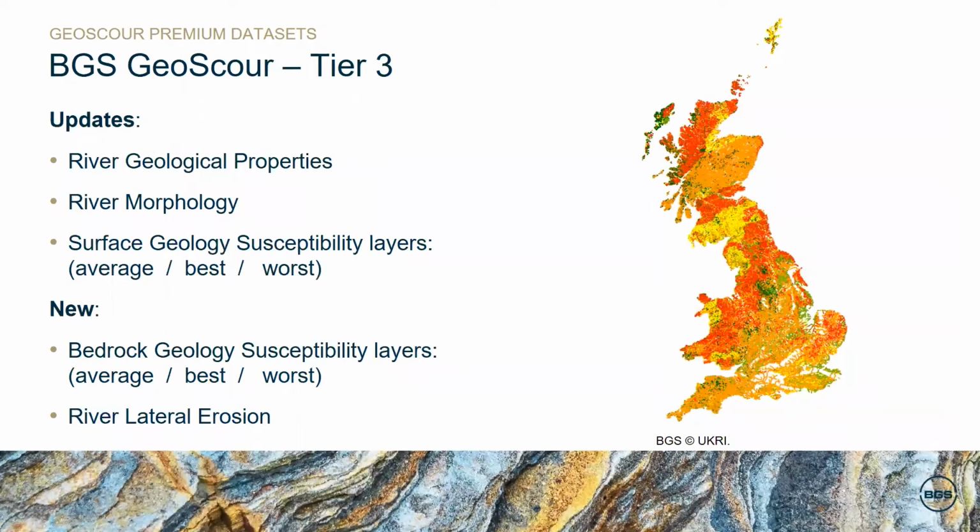This latest release consists of 9 layers at riverine level, which is 1 to 50,000 scale, and includes updates to the river geological properties, river morphology, and surface geology susceptibility layers, with the addition of new data layers providing information on the bedrock geology susceptibility and river lateral erosion. And I'll now quickly give an overview of these updated and new Tier 3 layers.